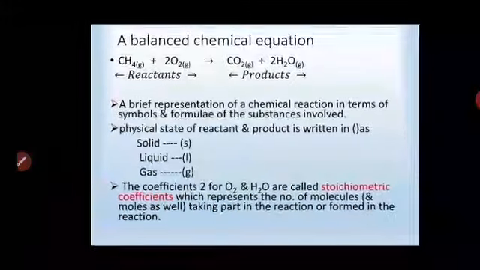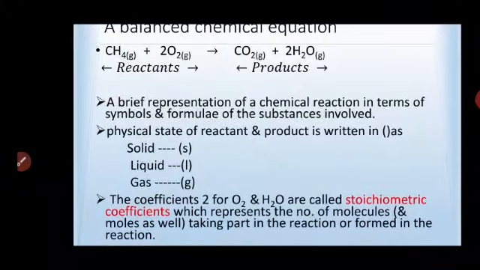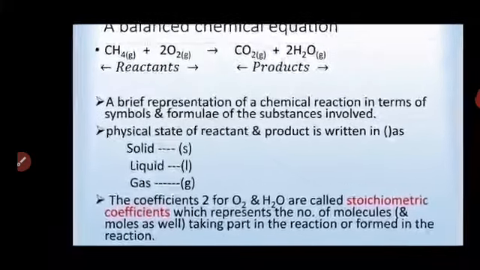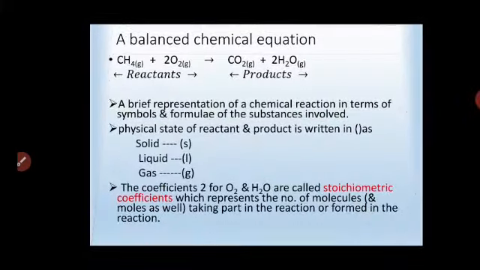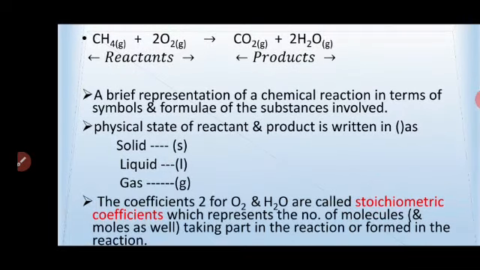Okay, so let us have one example, the balanced chemical equation. See, reaction is different and equation is different. Reaction is nothing but the process which takes place when we mix the reactants. Then equation means it's a symbolic form of the reactants and products, which is written in terms of molecular formulae. Okay, so here is the example. Methane gas, when it reacts with oxygen, gives carbon dioxide and water.